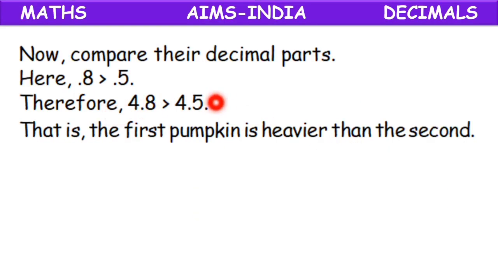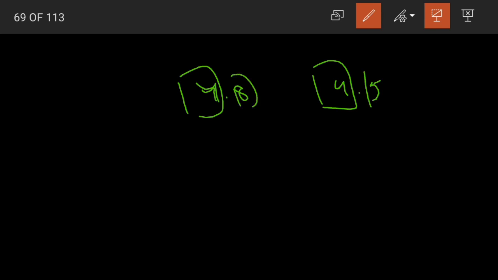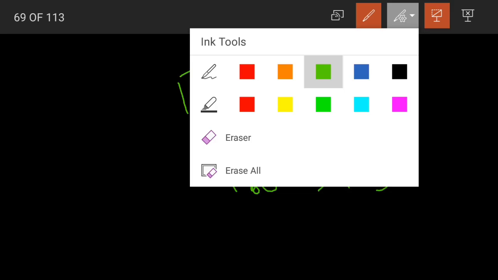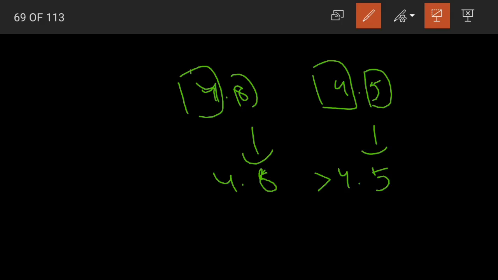Now compare their decimal parts. What was it, children? 4.8 and 4.5. As both these numbers have the same whole number parts, what are we going to do? We'll go for the next, that is, we'll compare the decimal part. We have 8 and then we have 5. Which is the greater number here? 8 is greater than 5. So the decimal number 4.8 becomes greater than the decimal number 4.5.